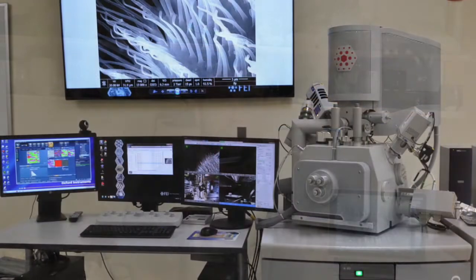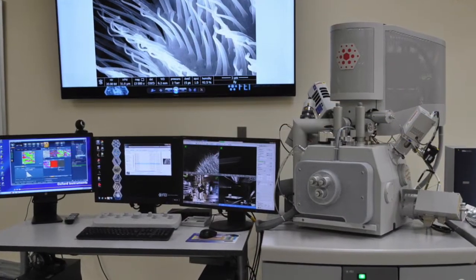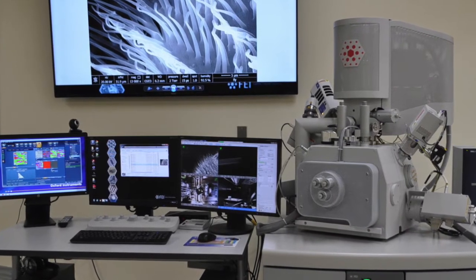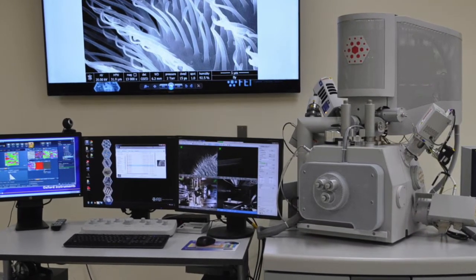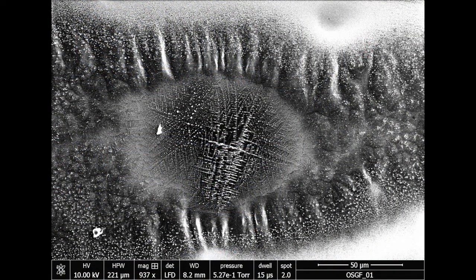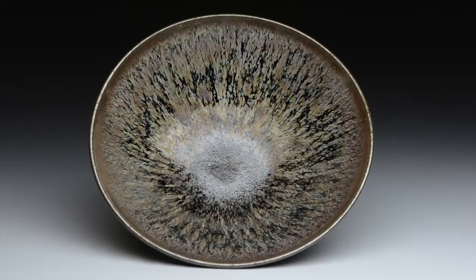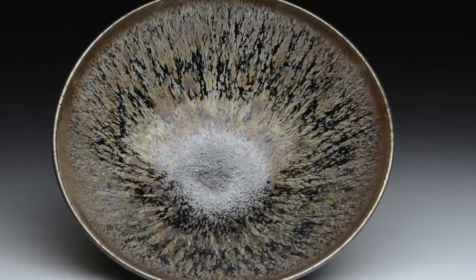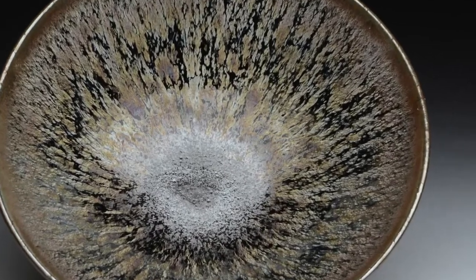The scanning electron microscope will max out at about 300,000 magnification, so you can, in very high resolution, see nanoparticles. So this first image is looking at one of the glazes that I came up with at Utah State. It's a hare's fur oil spot glaze.